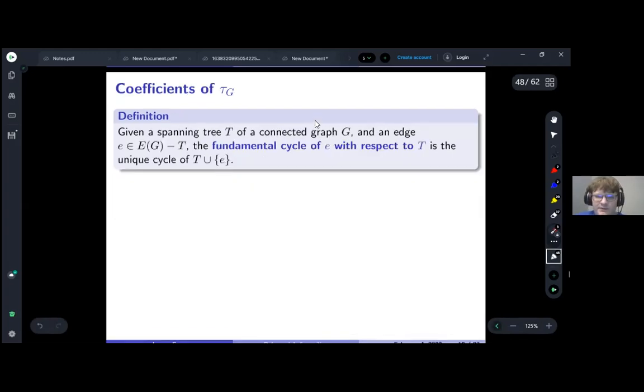And what does that have to do with us here? I will try to get through this last bit a little quickly. If I have a spanning tree of a connected graph and an edge not in the tree, then I am going to call the fundamental cycle the unique cycle added when we put it in. So here's a spanning tree of this graph, and here's an edge. Its fundamental cycle is going to be this cycle.